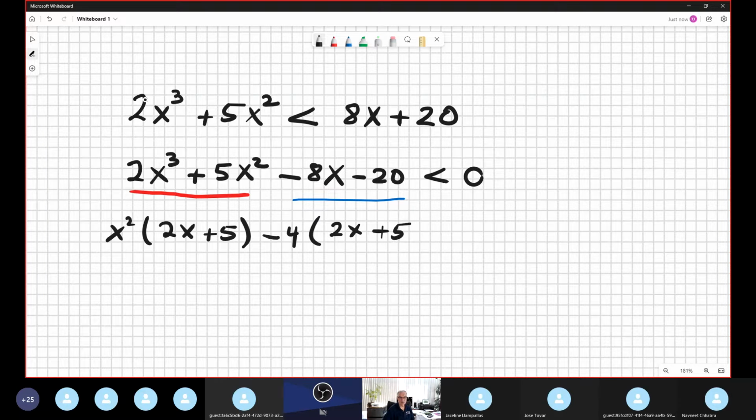Wow, fantastic. When you are doing this, and you get exactly the same factor here and here, it's because we finish. I factor out 2x plus 5.